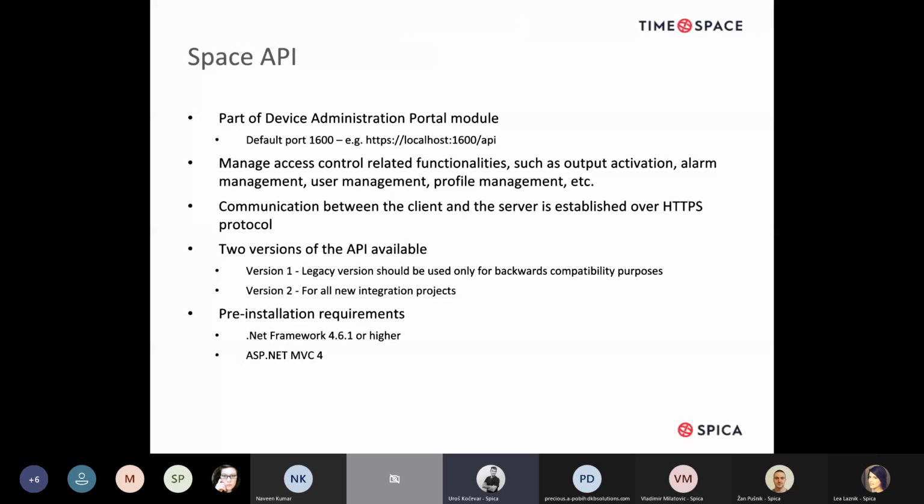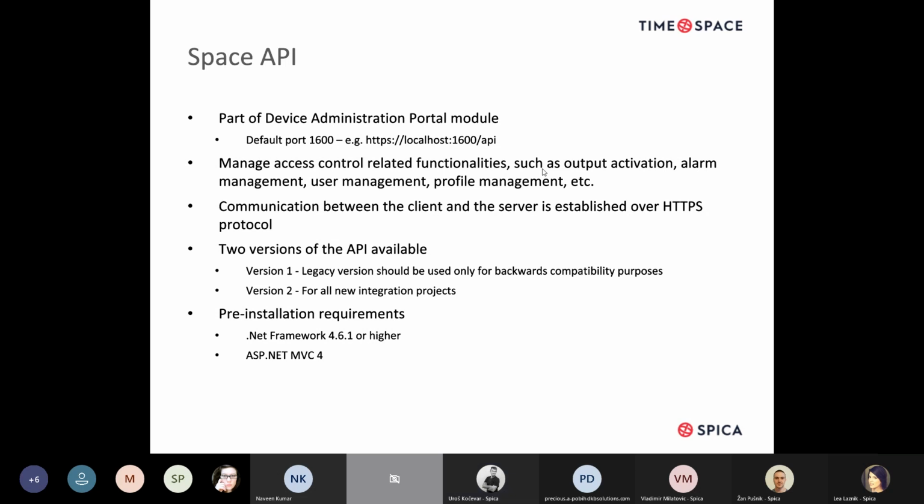The most important thing about Space API is that it is part of the device administration portal module, so you don't need to install it separately because it's already there. If you have the device administration portal installed in the system, it is by default accessible on port 1600, and it's available at the address HTTPS, the name of the server or IP, the port, and /API.